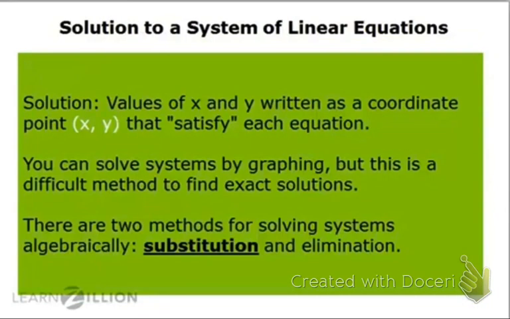A solution to a system are values of x and y written as a coordinate point, (x, y), that satisfy each equation. You can always solve systems by graphing, but this is a difficult method to find exact solutions. We typically use algebraic methods to find exact solutions. There are two methods for solving systems algebraically: substitution and elimination. I am going to explain the idea of substitution by showing how you've substituted in your mathematical past.